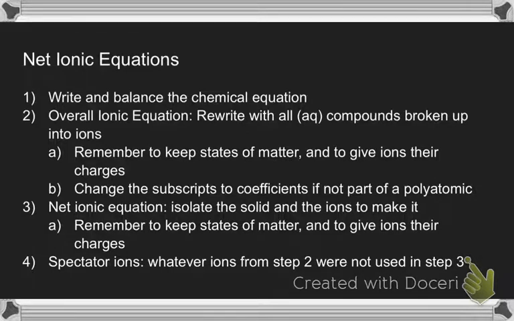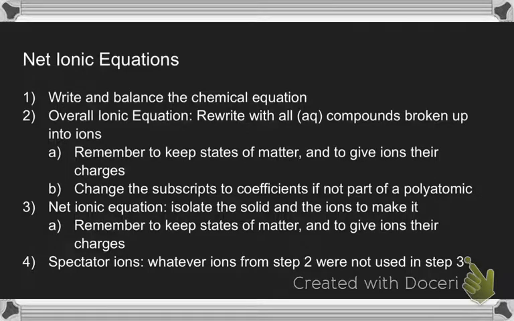So the steps are to write and balance the chemical equation, determine which ions will be aqueous in solution and which will form a precipitate using our solubility charts. We have to write the states of matter and give the ions their charges. Then we will separate everything into its individual charges except for the precipitate. And then from there, we will determine what our spectator ions are.